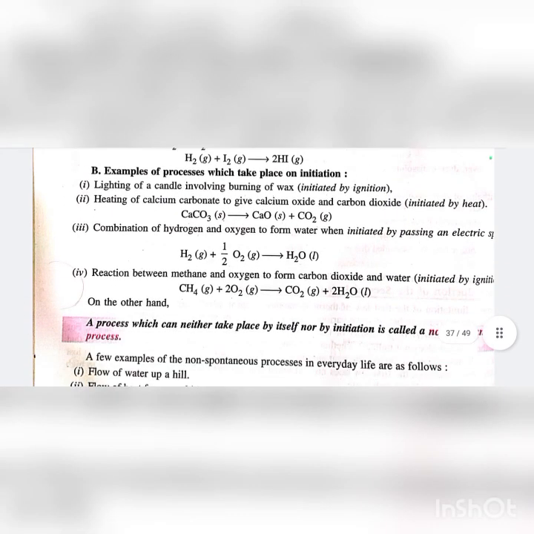B part is examples of processes which take place on initiation. Lighting of a candle involving burning of wax. Heating of calcium carbonate to give calcium oxide and carbon dioxide. Reaction between methane and oxygen to form carbon dioxide and water.